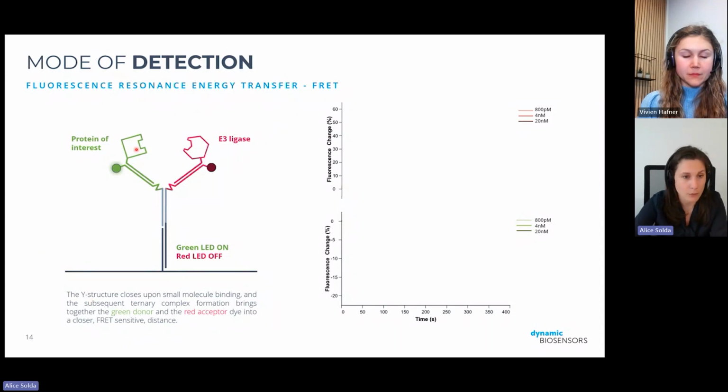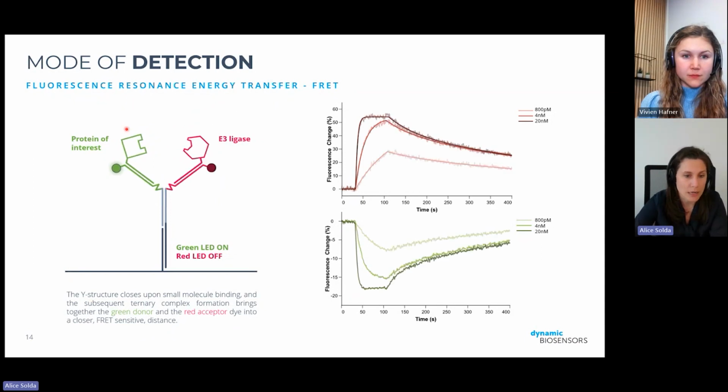What happens is the following. Let's see if the video comes. Yeah. So basically, we switch on the green LED, and as soon as the product comes, the two arms come into a close and FRET-sensitive distance. So there is an energy transfer from the green to the red. As soon as the product comes, you have the increase of the FRET in red, of course, and the decrease in green, and then you have the dissociation.